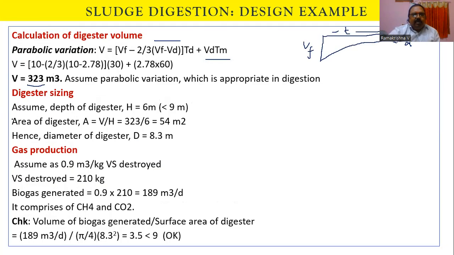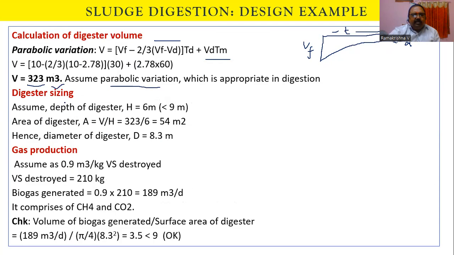So we obtain parabolic. Normally we should take the higher value, but in the digestion period the destruction of volume from Vf to Vd is not linear, so this is a non-linear trend. That's why we generally go with the parabolic variation model, and then we go with the 323 meter cube.